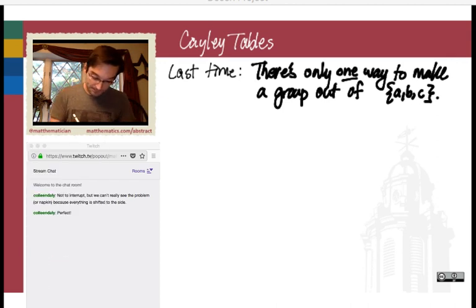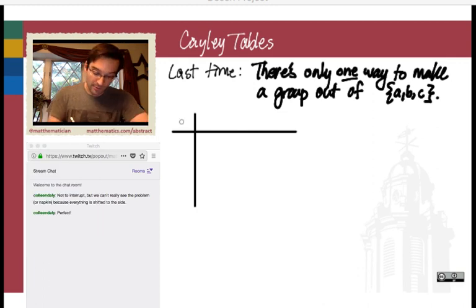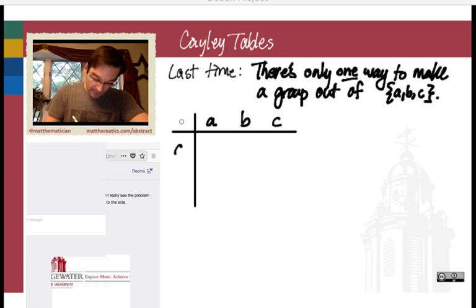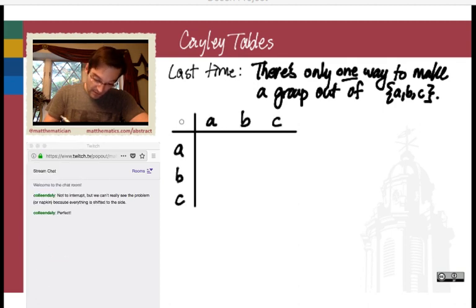And so let me write it down again, just to remind us of what it was. So if I call my operation this little circle operation, every once in a while I like to switch that up instead of just making everything a dot or just using juxtaposition. So we'll make circle the operation in my group. My elements are A, B, and C.